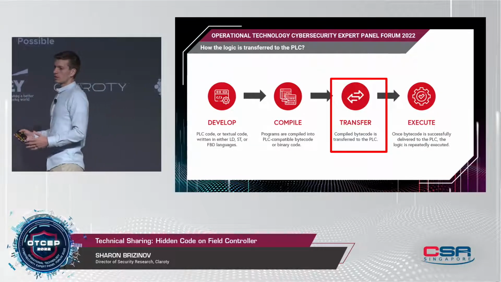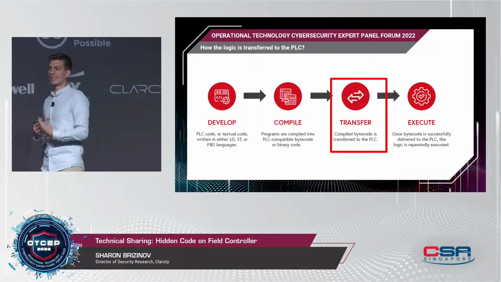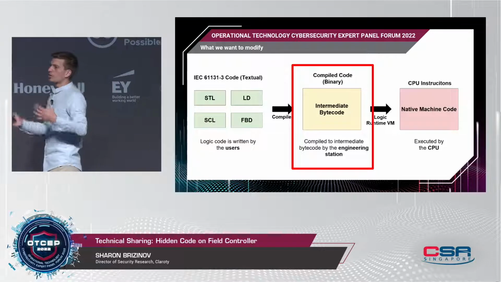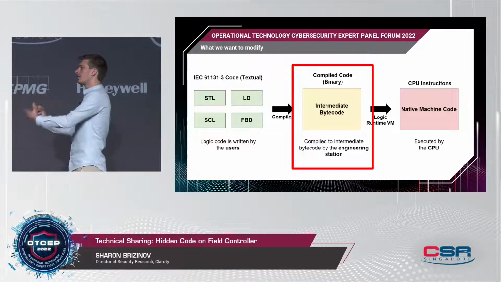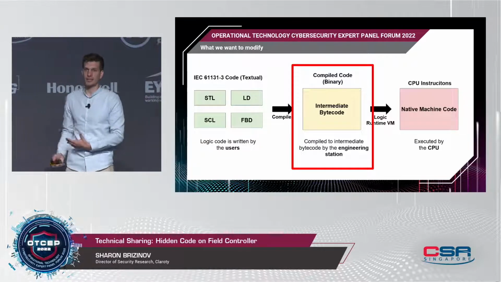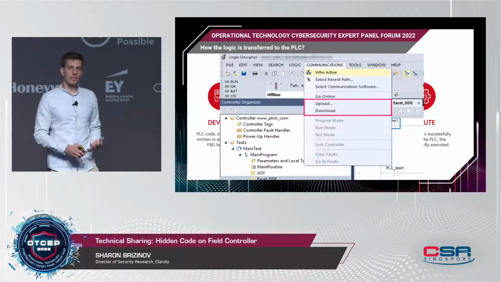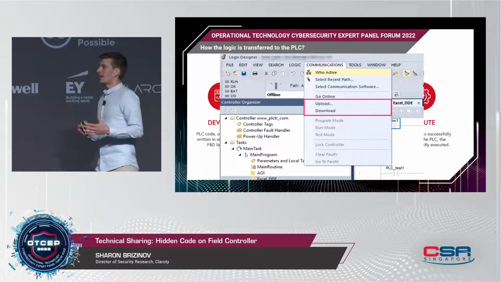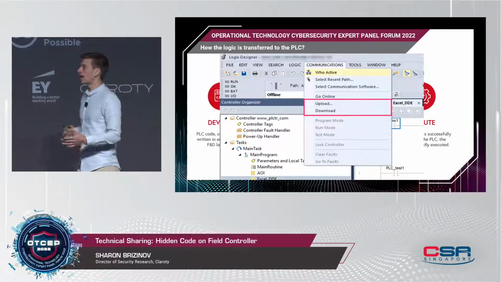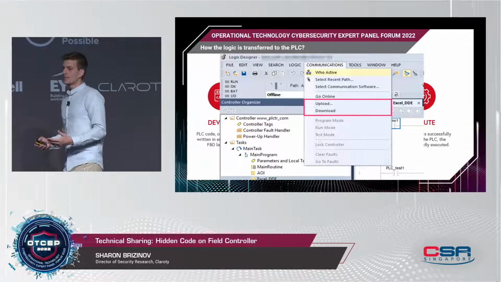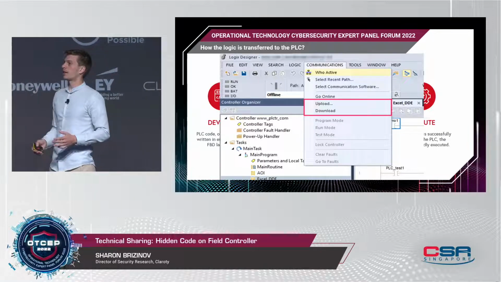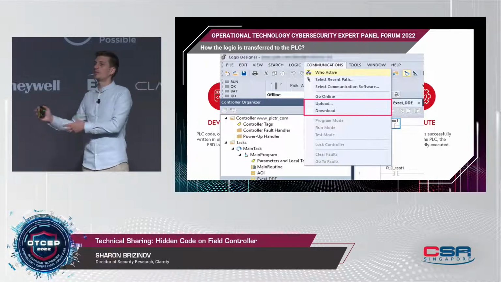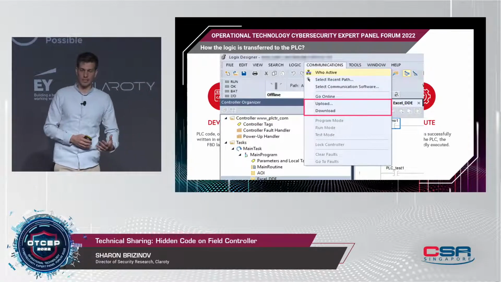We want to do what we call a download procedure. We want to take the intermediate bytecode from the engineering station and transfer it to the PLC so the PLC could execute it. And the way to do this is using OT language or OT terminology we call upload or download. We use download to transfer the code from the engineering station to the PLC, and we use upload to get the code from the PLC to the engineering station.